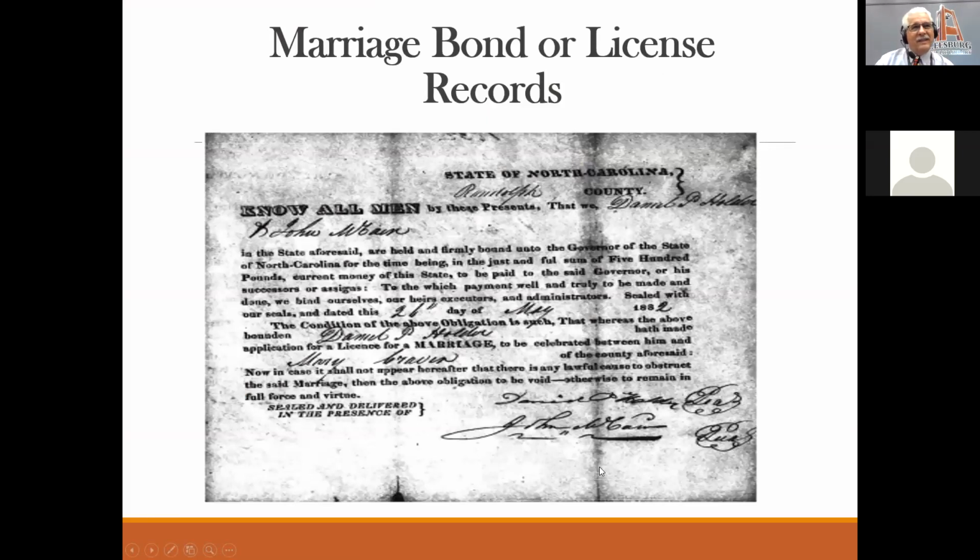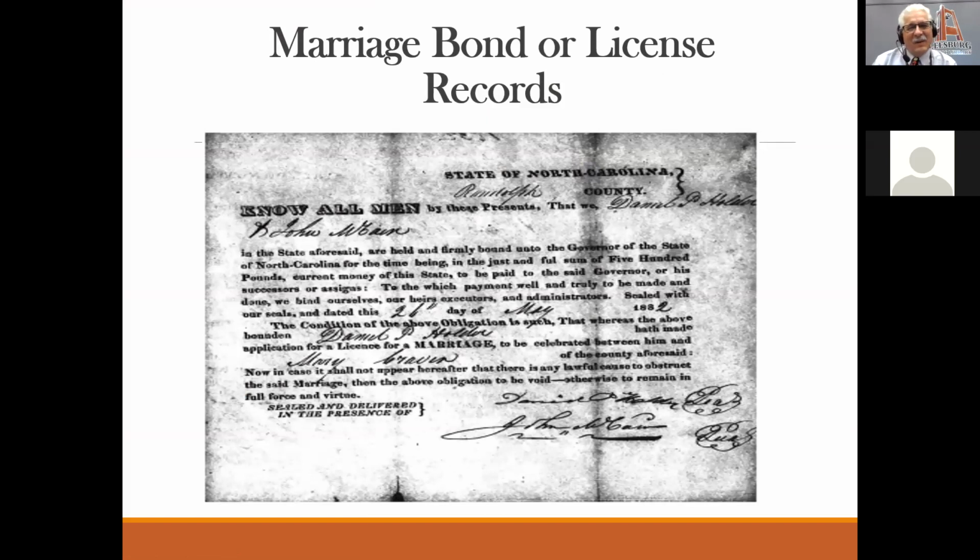Okay, of course, the counties have marriage, bond, or license records. And this is actually a marriage record from May 26, 1832. And this is my great-great-grandfather, Daniel P. Holder, and he married a Mary Craven. And what is really interesting is that Mary was the first of his four wives.